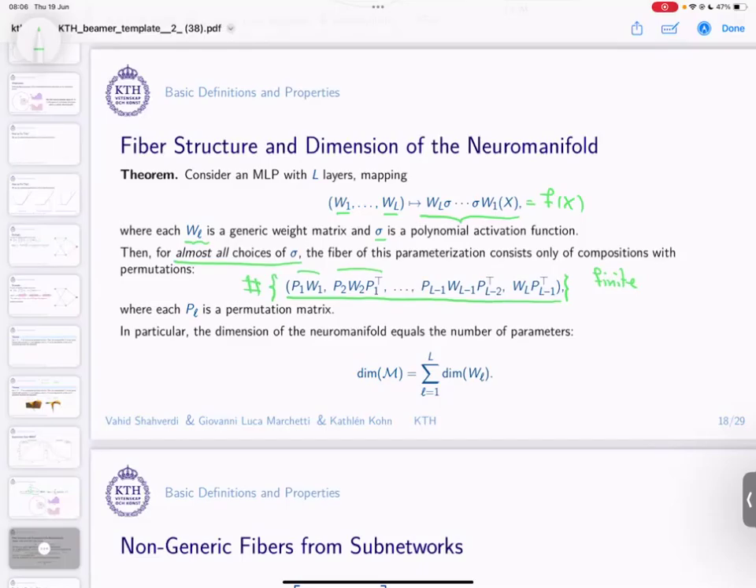One of the consequences of this is that, since the fiber of a generic point of the parametrization map is finite, the dimension of the neuromanifold, which is one important quantity, is the same as the total number of parameters in your network.